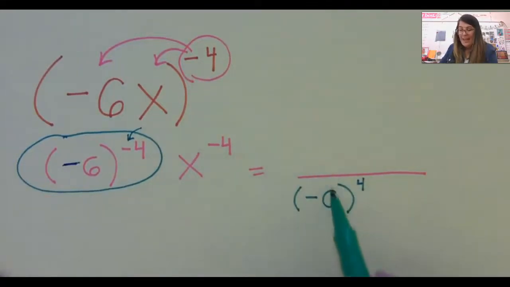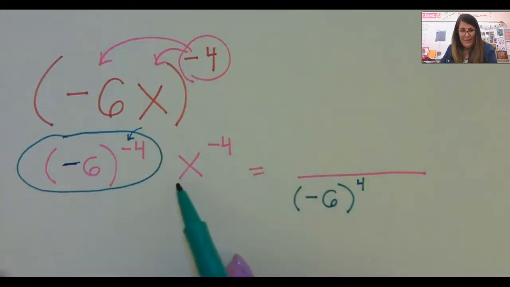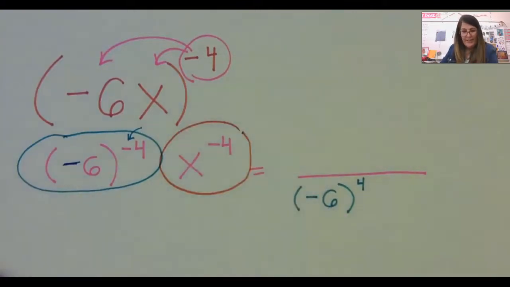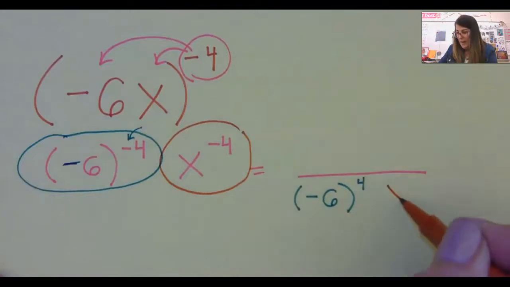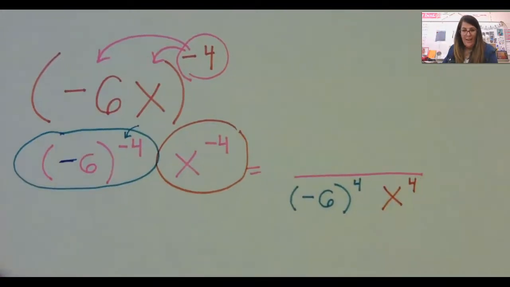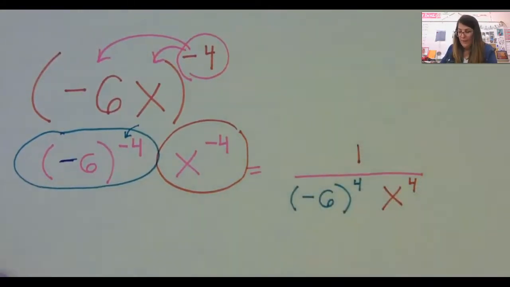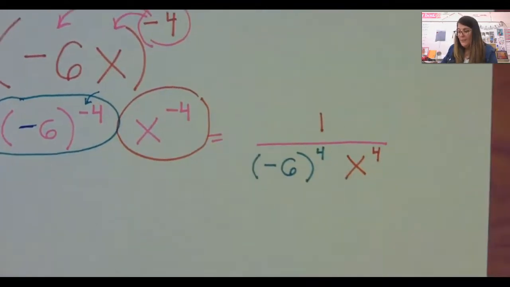When I cross the line, I change the sign, but I change the sign of the exponent, not of the number. It's still negative 6. Then I have to deal with this. This is going to be x to the negative fourth. It has to come to the denominator and it becomes positive, or x to the positive fourth power. Now, when there's nothing in the numerator, I put a 1 because all of these things were 1 times this.